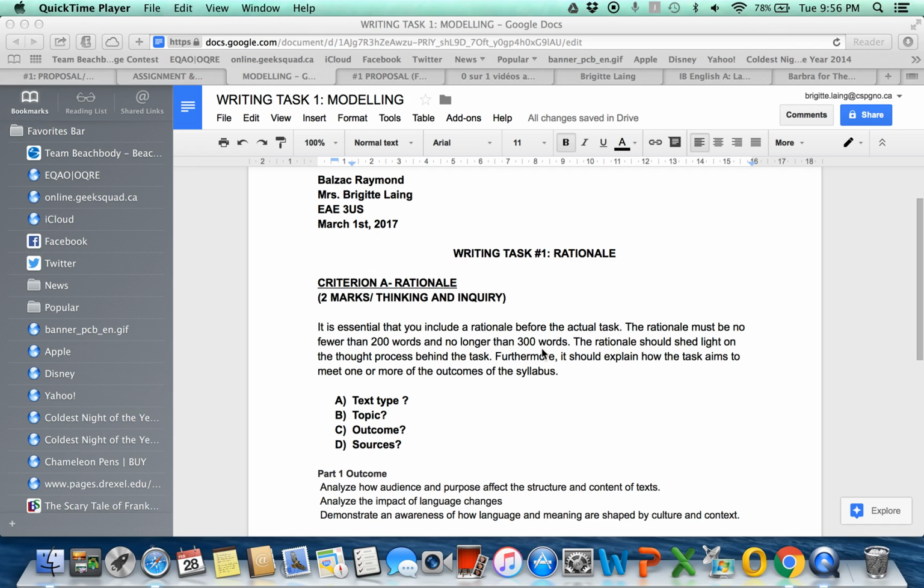The rationale should shed light on the thought process behind the task. So that is the focus here, to show me your process, your thoughts and ideas, and how you came to the topic at hand. Furthermore, it should explain how the task aims to meet one or more of the outcomes of the syllabus. We talked about that the other day, but I'll refresh your memory.